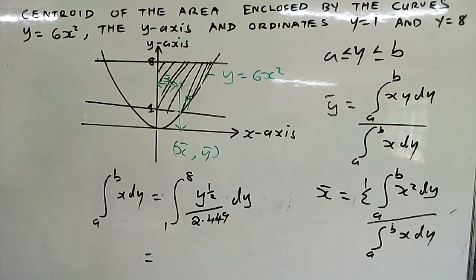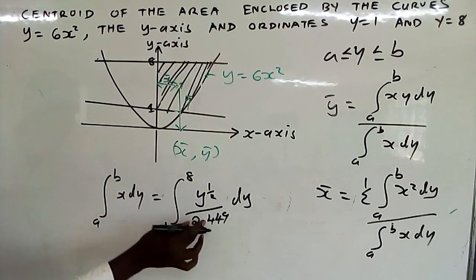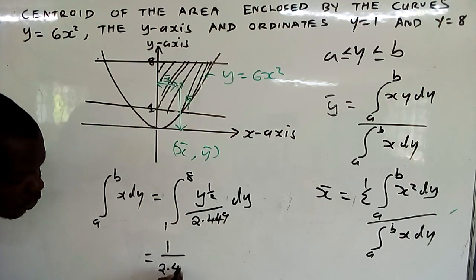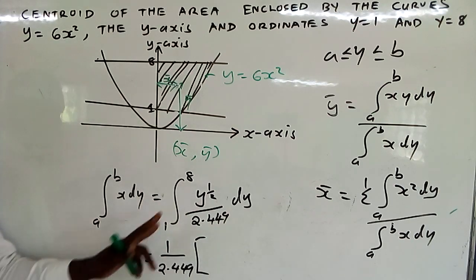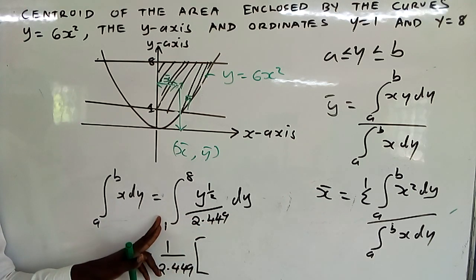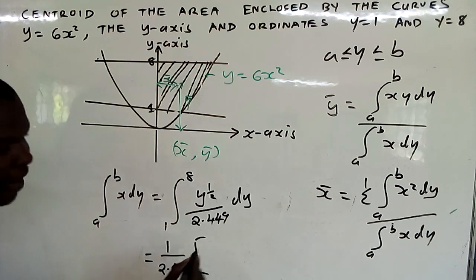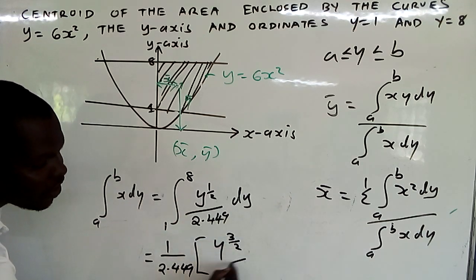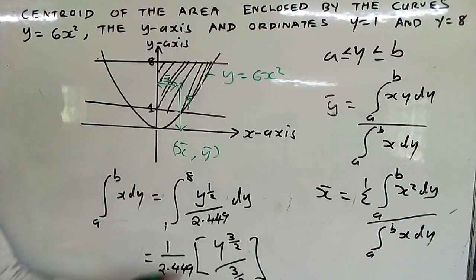What do we have? The constant here is 1 over 2.449. That is constant, isn't it? See, you take it outside. Are we together? Then if you integrate y raised to power half, see, you add 1 to the power, you get 3 over 2, then you divide by that certain power 3 over 2. You add 1 to the power if you want to integrate a polynomial, isn't it? This 2.449 goes outside, you factor it outside. So if you integrate y raised to power half, you simply add 1 to half, that is 3 over 2, then you divide with that 3 over 2, isn't it? Are we together? Then we are integrating from 1 to 8.